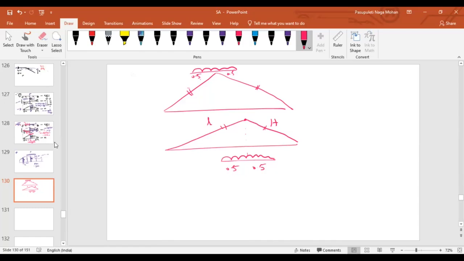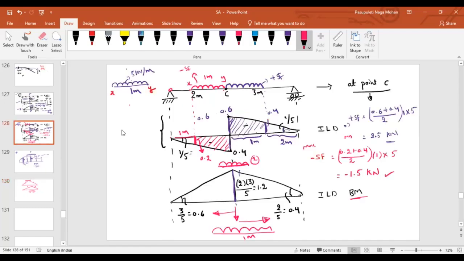So, even if it is a UDL case, at what distance? We know that we have to place it somewhere in the second position, but exactly we don't know the distance from that point, isn't it? Is it clear? What are the question marks that I have made as of now in this case? For positive shear force and negative shear force, it is clear. But for maximum bending moment, we will not get it directly.